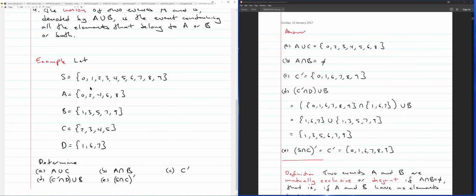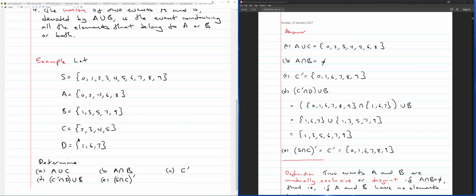Alright, so here are some basic examples of using the above definitions of union, intersection, and complement. The sample space is this set S, which is 0 to 9, and the events are A, B, C, and D. You want to notice that A, B, C, and D are all subsets of this S. Okay, and the question asks you to get A union C.